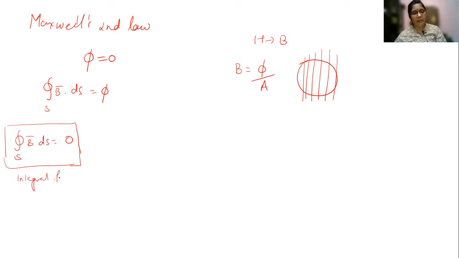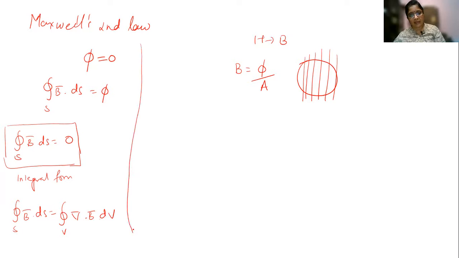To convert it into differential form, again we invoke the Gauss divergence theorem. I am not going into it again as we have already seen it. We can write the surface integral of B dot ds as the volume integral of the divergence of B over a volume, which means I can replace this in the equation.